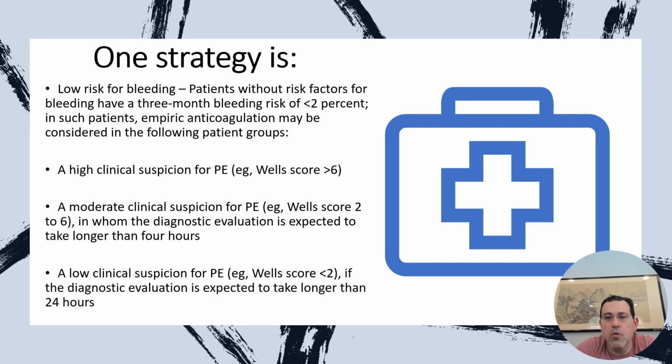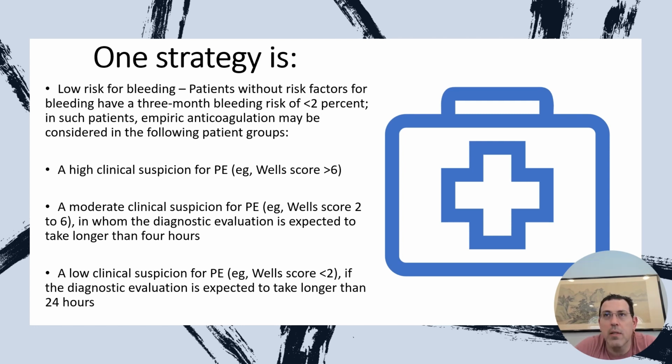So, one particular strategy here, with that incorporation of the Wells score, is, let's say our patients are low risk for bleeding and we're going to decide, yeah, we can start anticoagulation on our patients, but should we? And so the Wells score would be a high clinical suspicion for PE. And if you had that, you're going to start anticoagulation right there and then. Now, if someone had a moderate clinical suspicion for PE, a Wells score between 2 and 6, then you have up to 4 hours to start anticoagulation.